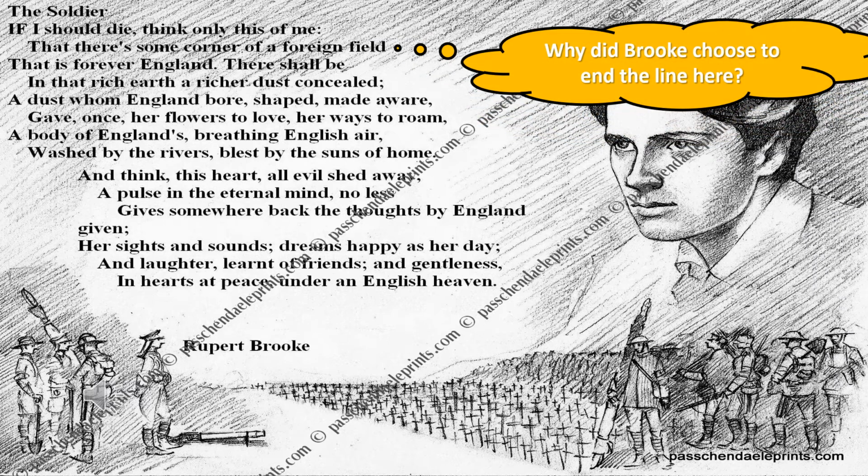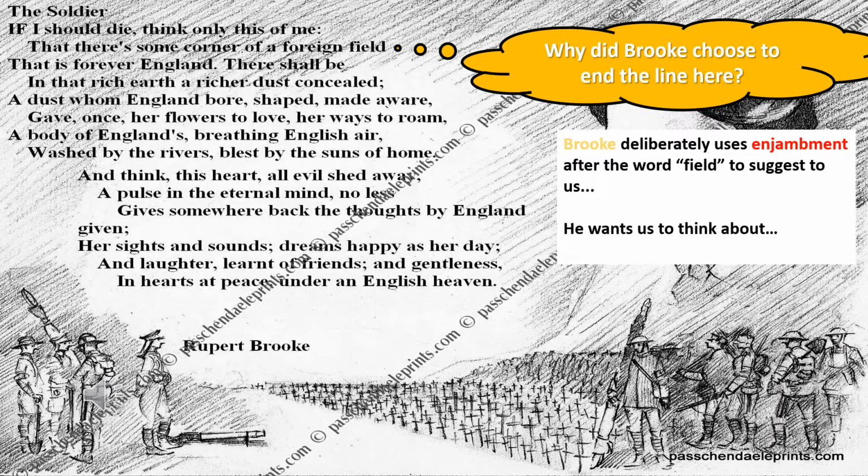Now let's look at this example of enjambment. So there's "some corner of a foreign field", then the line stops, then the rest of the sentence continues underneath, "that is forever England". My question here then is why he'd end that line with "corner of a foreign field" before moving to the next line down.